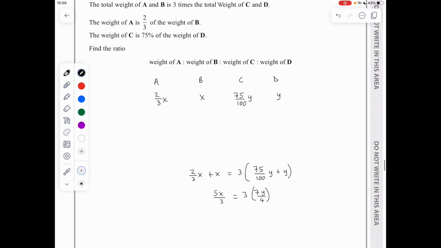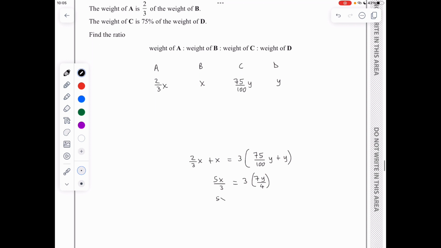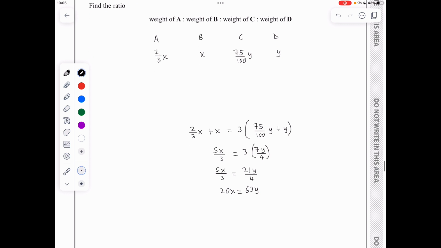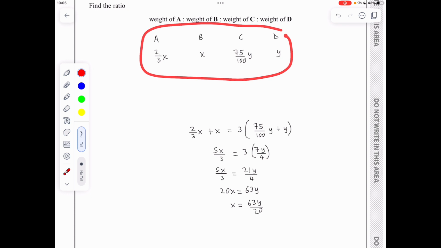So we've got that 5x over 3 is equal to 21y over 4. And this leads to 20x, if I cross multiply, equal to 63y. And therefore we get that x is 63y over 20. So I will go back to my original statement here and replace x with 63y over 20.